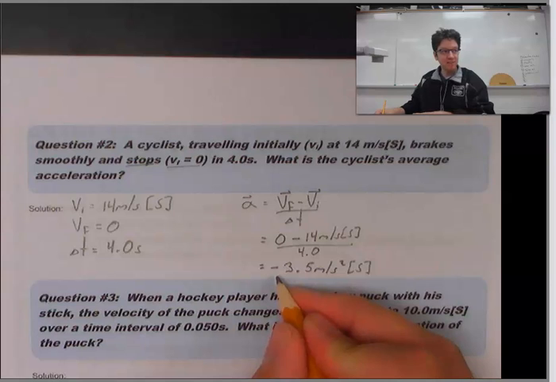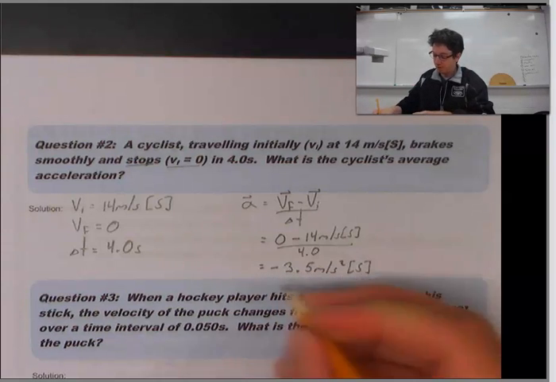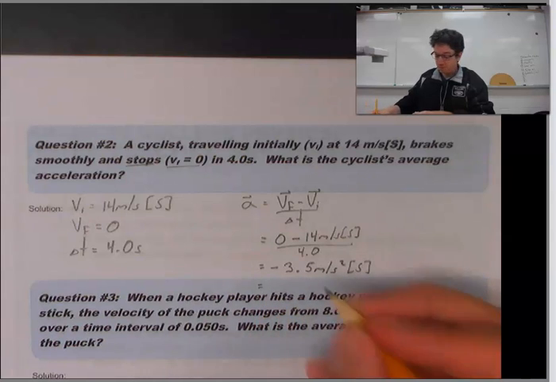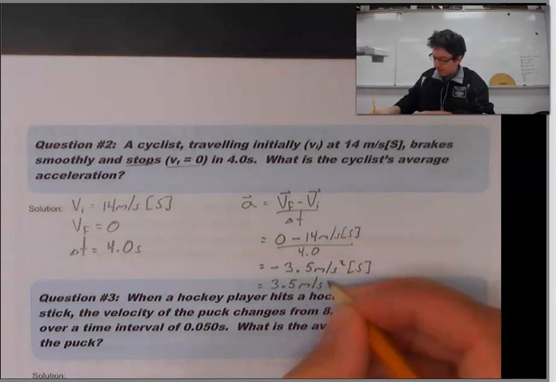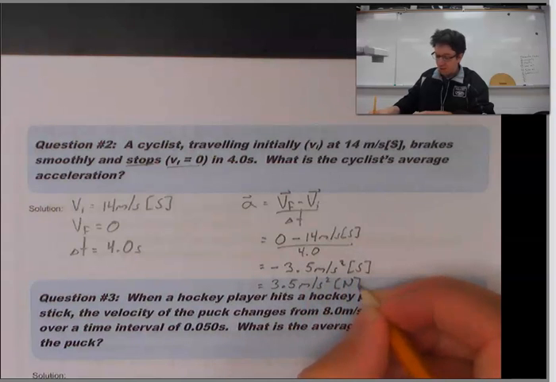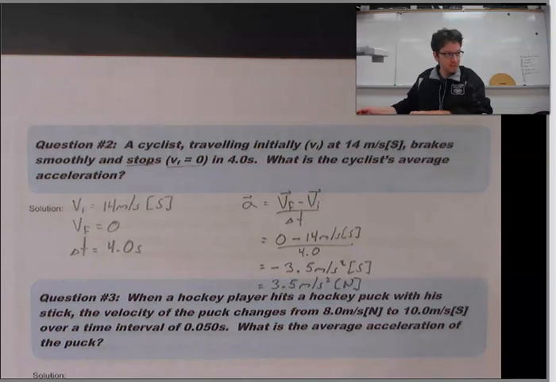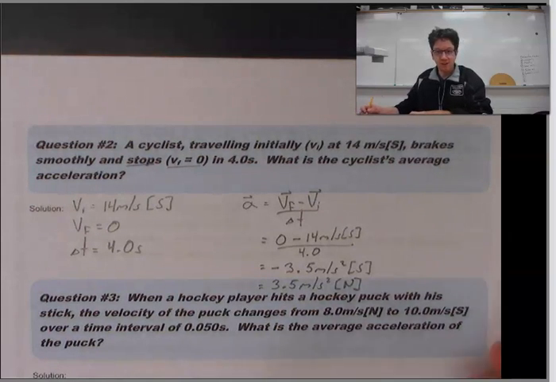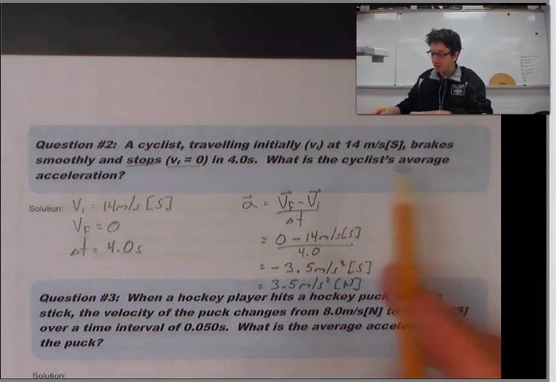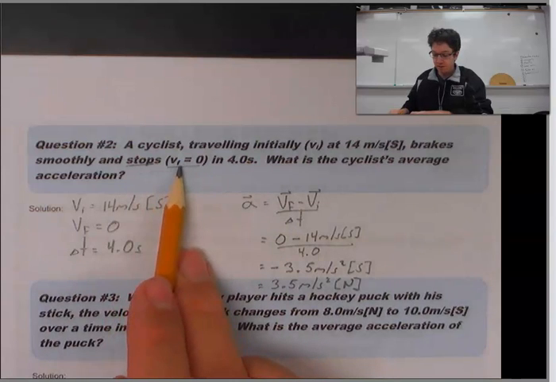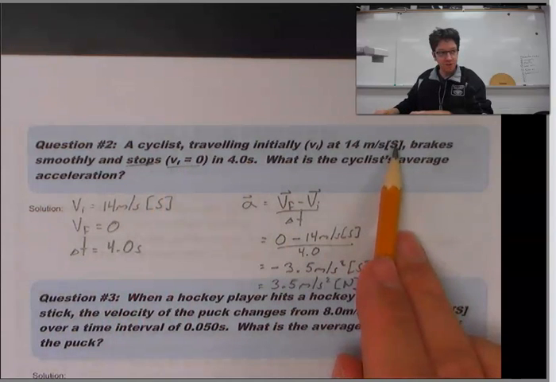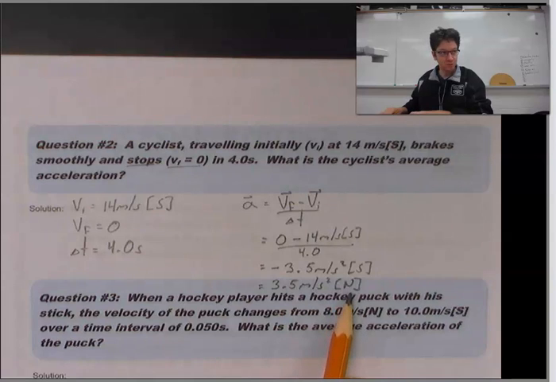That negative is telling us a directional property. So instead of writing negative south, we can write positive north. So 3.5 meters per second squared north. And that makes sense because, like I said before, if you're slowing down, your acceleration and velocity are in opposite directions. So in this case, we're slowing down. We're going from 15 meters per second to 0. So our velocity is south, but our acceleration is north.